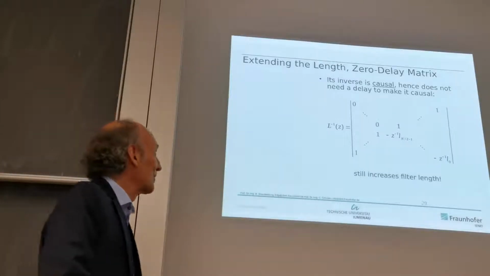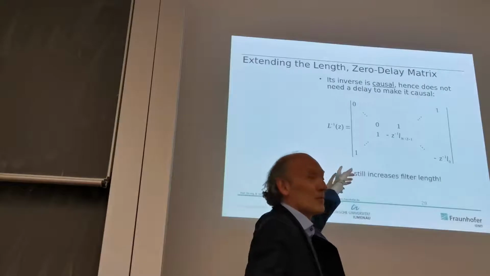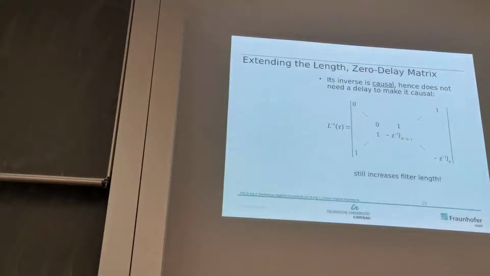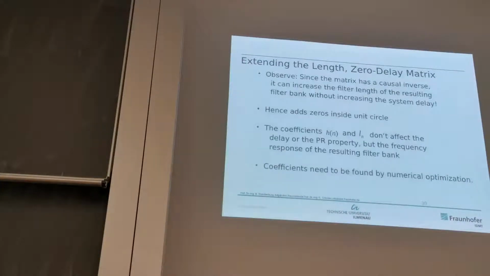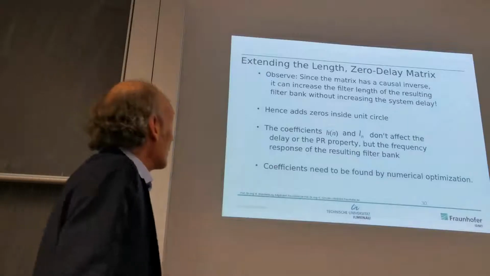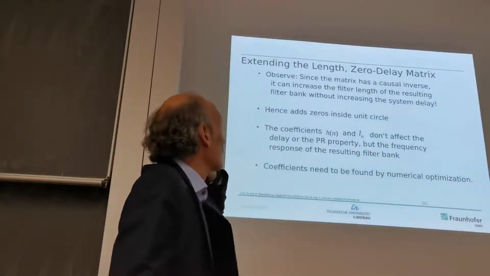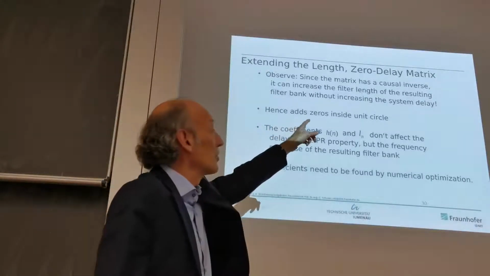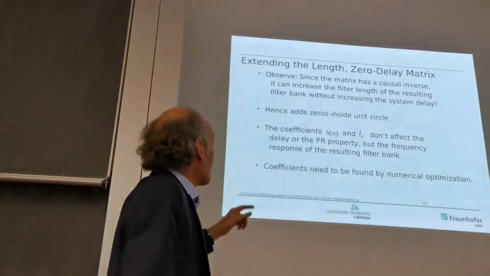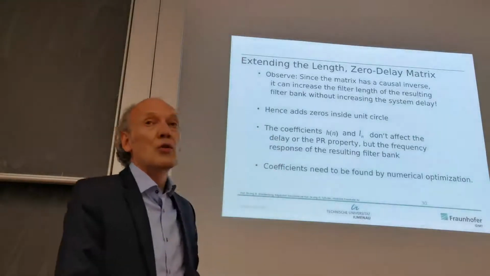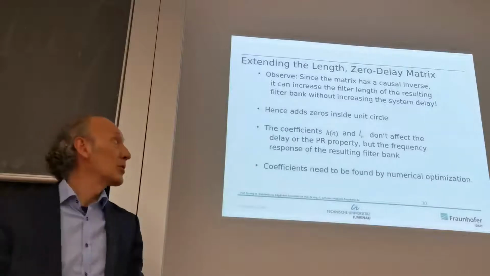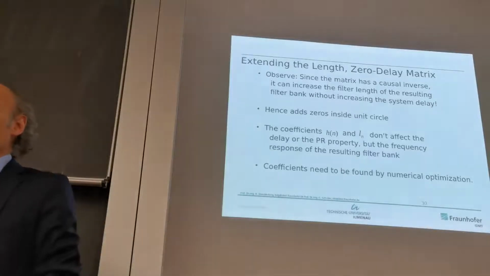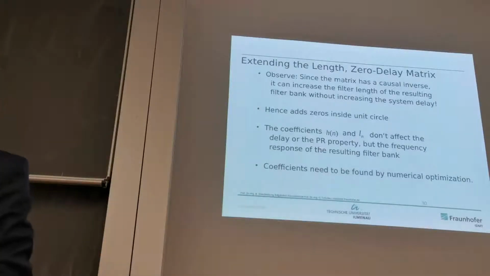So this means we increase the filter length, but we don't need any additional delay. We keep the delay as it was before. So this is one of the big advantages. Since the matrix has a causal inverse, we can increase the filter length of the resulting filter without increasing the system delay. So this can also be seen by looking at the transfer function and just adding zeros inside the unit circle. So basically like a minimum phase system.